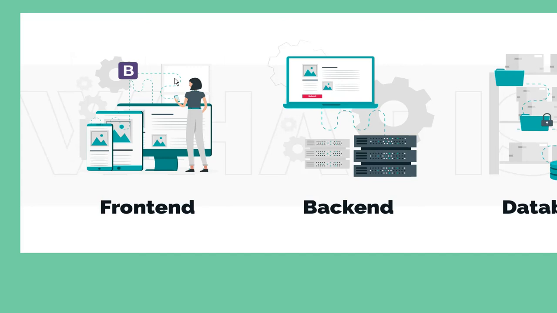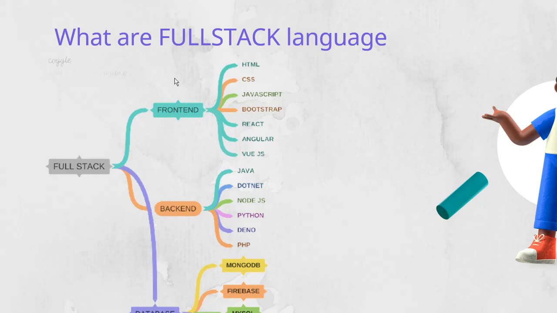The front end is the thing that is visible to us, the back end is where we keep the business logic, and the database is what stores the data. Next, we are going to see what the full stack languages are. Again, the front end languages we have are HTML, CSS, JavaScript, Bootstrap, React, Angular, Vue.js. And like that we have different mobile platforms, Android and iOS.